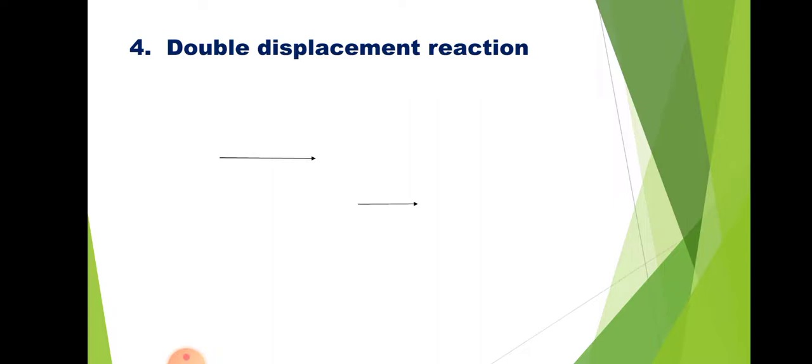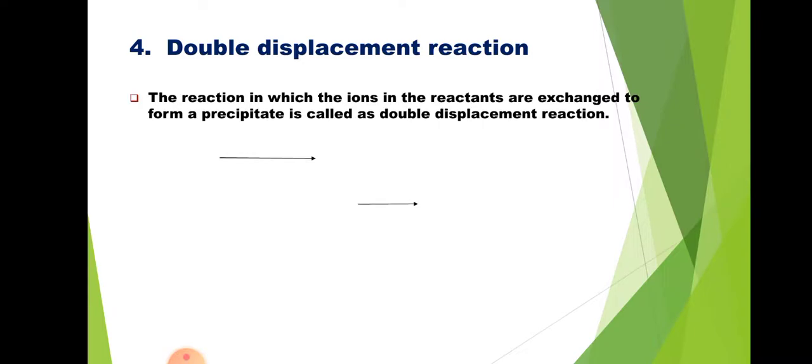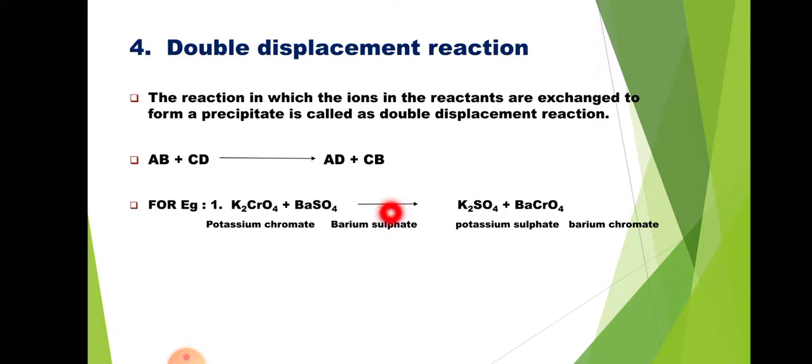Okay, yes. Then the fourth type of reaction, that is double displacement reaction. In a double displacement reaction, what happens is that the ions of the reactants are exchanged to form a precipitate. Here also exchange happens. How does it exchange? Here you get a different formula. There was a different formula there, and here also there is a different formula.